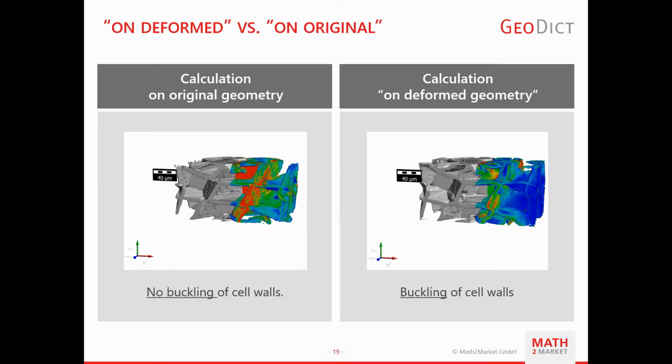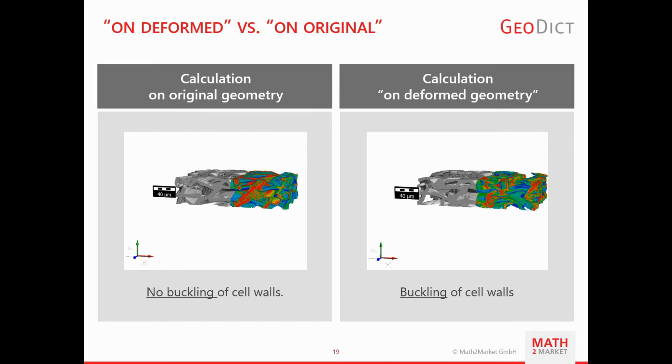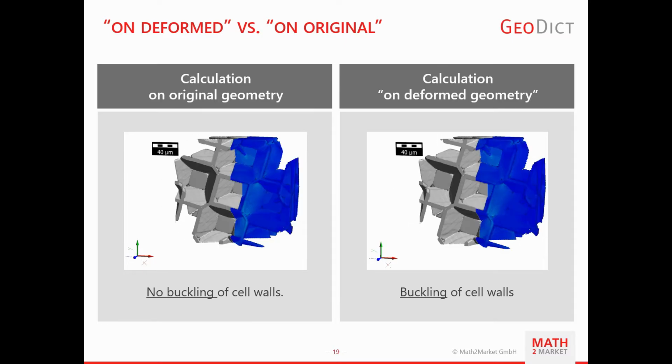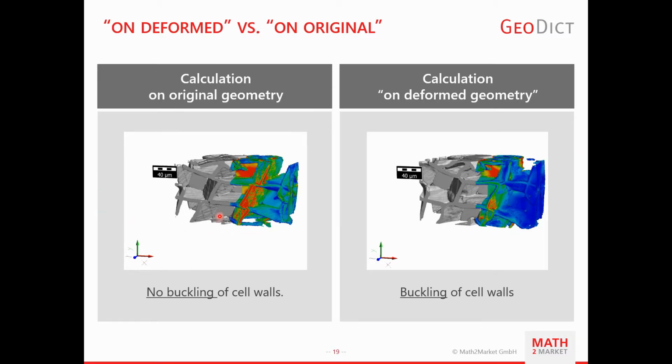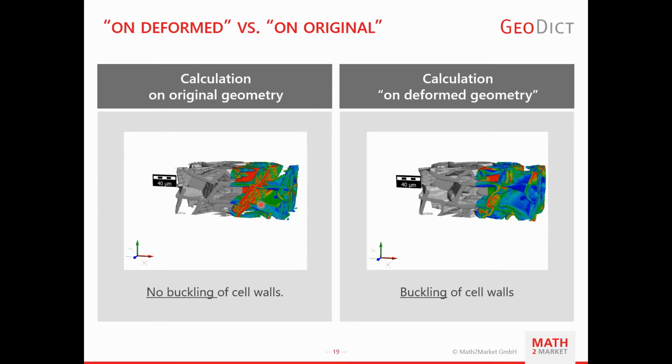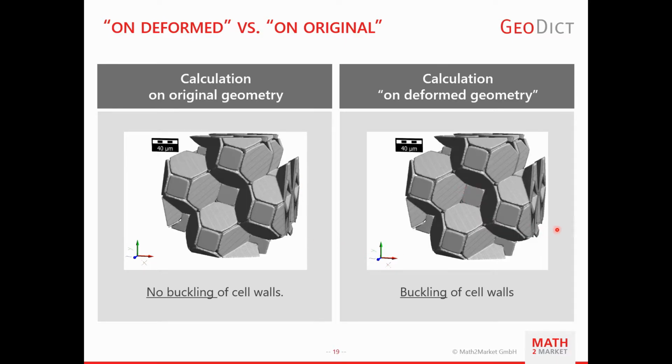You can see also the comparison in these videos. On the left side is on original geometry, on the right side is on deformed geometry, and you can see that here the foam is just crushed without any bending or buckling or things like that, and here you can see that the cell walls deform.